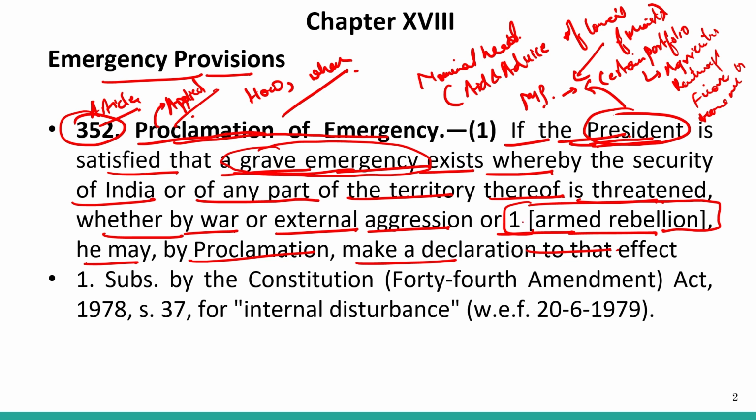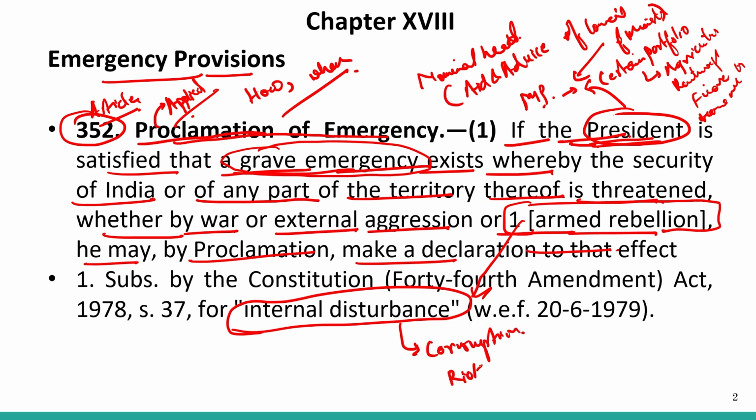Now, this armed rebellion has been changed and named as internal disturbances. Internal disturbances can be anything. It can be in regards to corruption, in regards to riots, etc. Whatsoever happens because of which the normal functioning of the government as well as the society is not able to take place, then, if it is satisfied in the eyes of the president, namely in the eyes of the Council of Ministers and the Prime Minister, that there is a reason to apply emergency, then obviously the emergency can be applied.